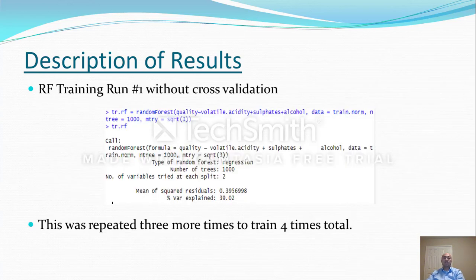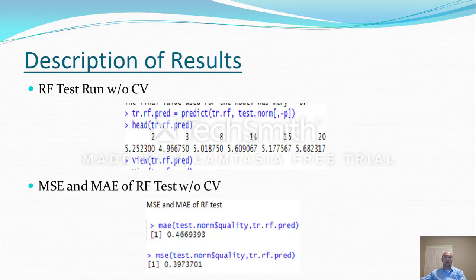Here we showcase the random forest training run number 1 without cross-validation. This was repeated 3 more times to train 4 times total. Here we showcase the random forest test run without cross-validation and the respective MSE and MAE of this RF test.